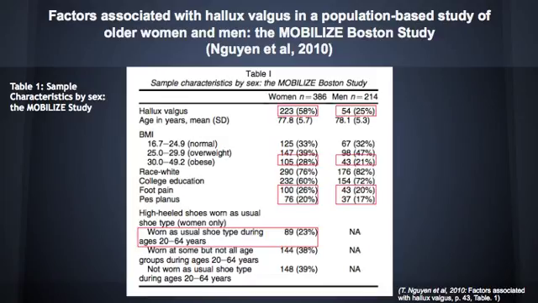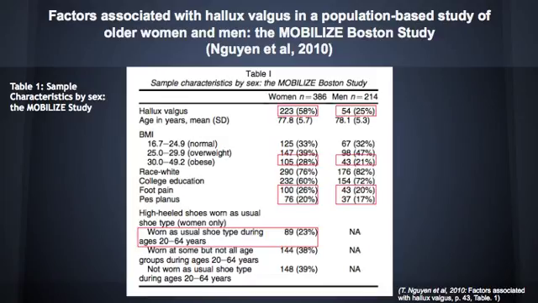Among women, the proportion who wore high-heeled shoes as their usual shoe type during ages 20 to 64 was slightly less than 25%. The association of hallux valgus with BMI, foot pain, and pes planus were significantly different between the women and men.